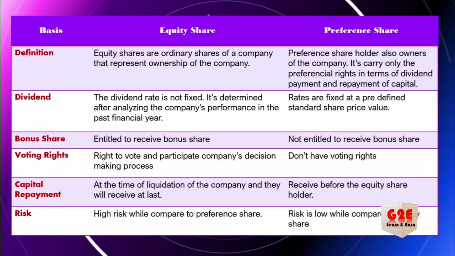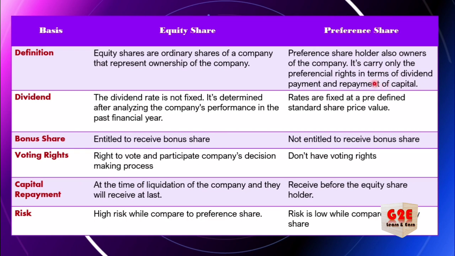Equity versus preference shares: what's the difference between these two? We are looking at almost 10 different points. The first is that equity shares are the ordinary shares of a company. We can call it equity share, or else ordinary shares. Both represent ownership of the company. Preference shares also make you an owner of the company, and they carry preferential rights in terms of dividend payment as well as repayment of capital.